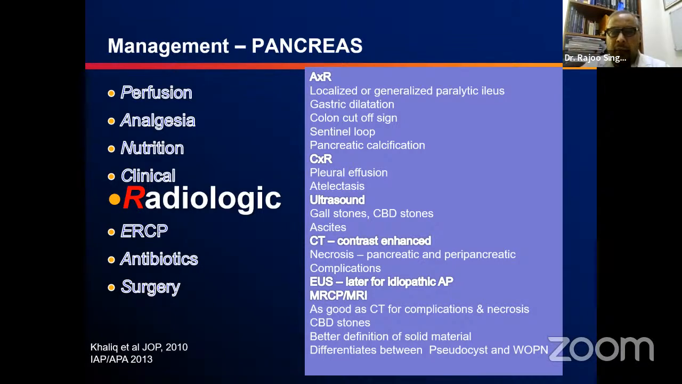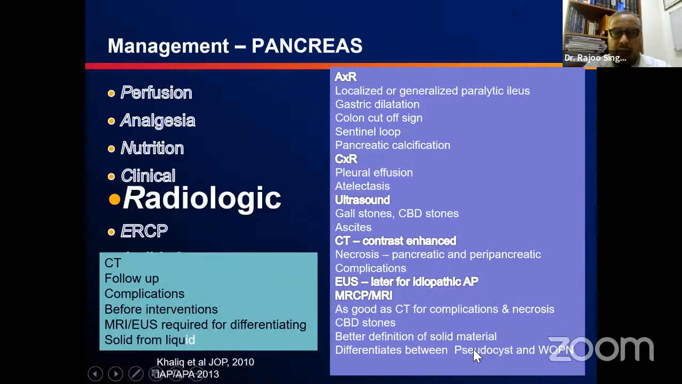Then EUS, endoscopic ultrasound, is becoming a very nice modality for checking for this, and it also helps in the management of acute pancreatitis, especially fluid collections or pseudocyst drainage. Then MRCP is as good as CT for complications and necrosis. It picks up CBD stones. It has a better definition of solid material, and it differentiates between a pseudocyst and a walled off pancreatic necrosis.